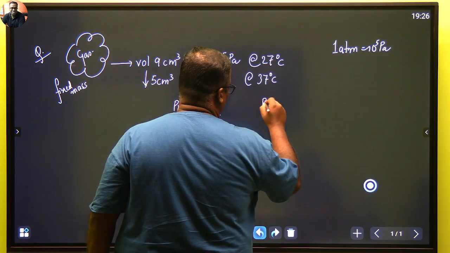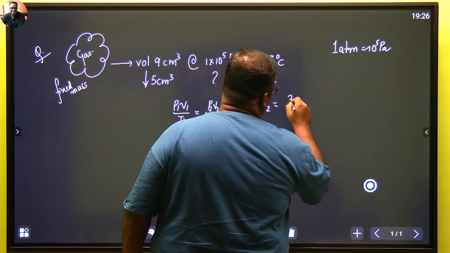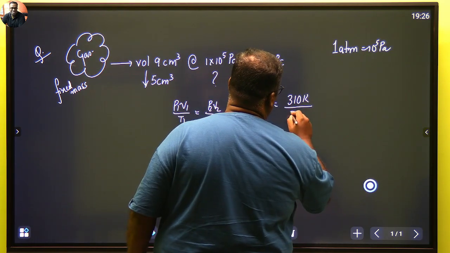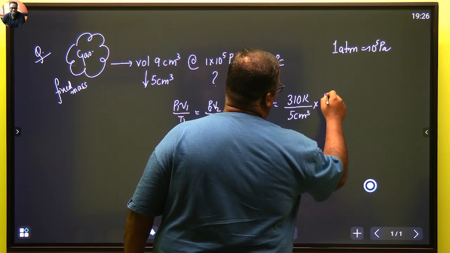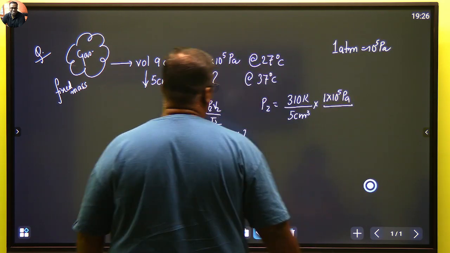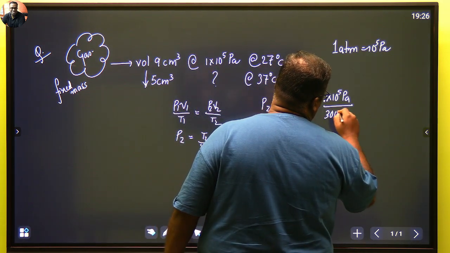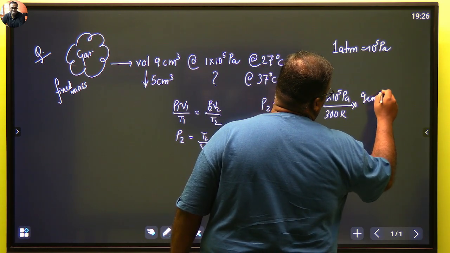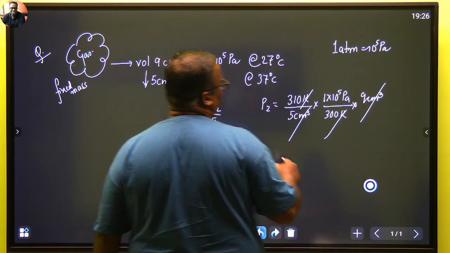So my P2 equals T2. T2 is 37, that means 310 Kelvin, divided by V2, which is 5 centimeter cube, multiplied by P1, 1 into 10 to the power 5 Pascal, over T1. T1 is how much? 27, so that's 300 Kelvin into V1, which is 9 centimeter cube. Centimeter cube gone, Kelvin gone, pressure remains.